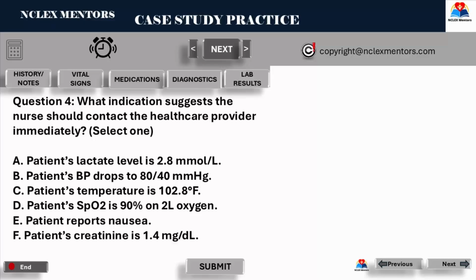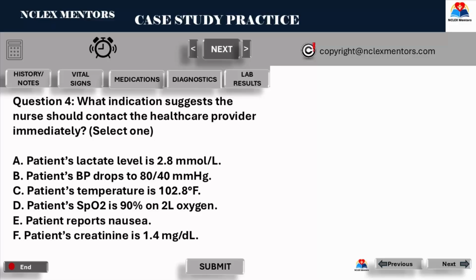Question 4. Urgent provider notification. Which of the following indicates the nurse should contact the healthcare provider immediately? The first option is patient's lactate level is 2.8 millimoles per liter. The second option is patient's BP drops to 80/40 millimeters. The third option is patient's temperature is 102.8.